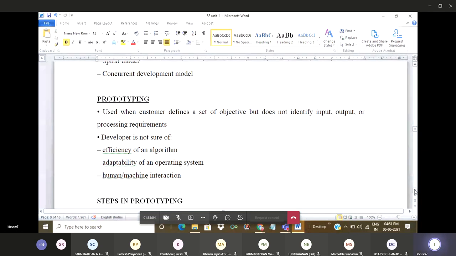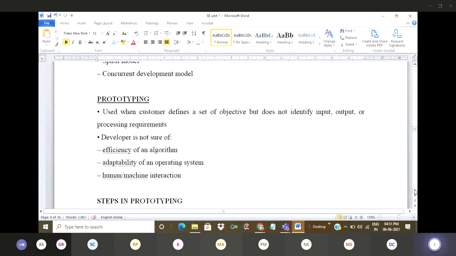And the developer is not sure of the following because the developer doesn't know what kind of algorithm he has to work with, and the human and machine instruction. These three things the developer is not sure about.